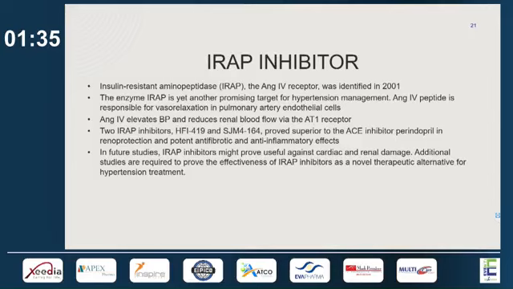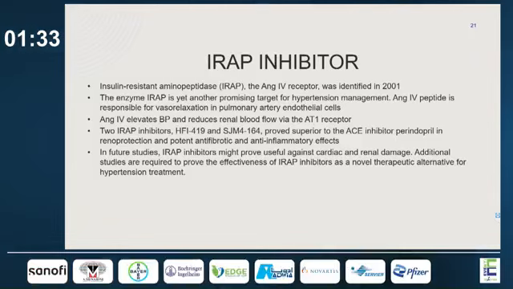Insulin-regulated aminopeptidases are another group. The angiotensin 4 receptor was identified in 2001. IRAP is another target, and the angiotensin 4 peptide is responsible for vasodilation, mainly in the pulmonary arterial endothelial cells. It has been found to reduce the blood pressure and the renal flow via AT1 receptors.